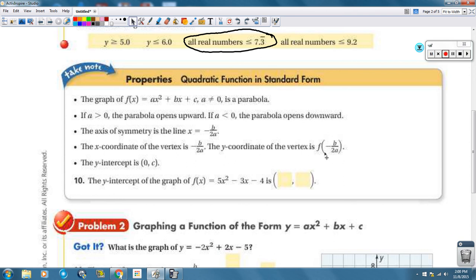The y-coordinate is f of that. So basically what happens is once you get the x-coordinate, you plug it back in and get y. The y-intercept is (0, c), so whatever c is. And so if you're looking at this, the y-intercept of this equation would be (0, negative 4), because there's your c.